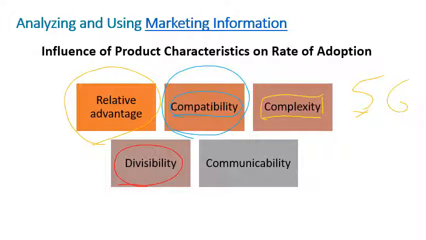And finally, we have communicability. And this is how easy it is to convey the main benefits of the product or service to the customer. The easier it is to tell a story of why this product is going to make the life of the customer better, the easier it will be to convince them, and hence the higher the rate of adoption that you will have.